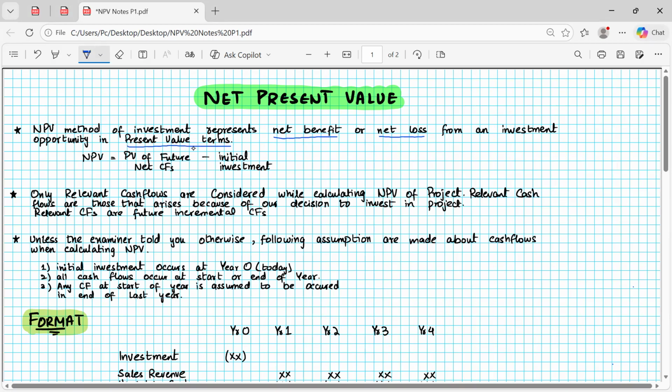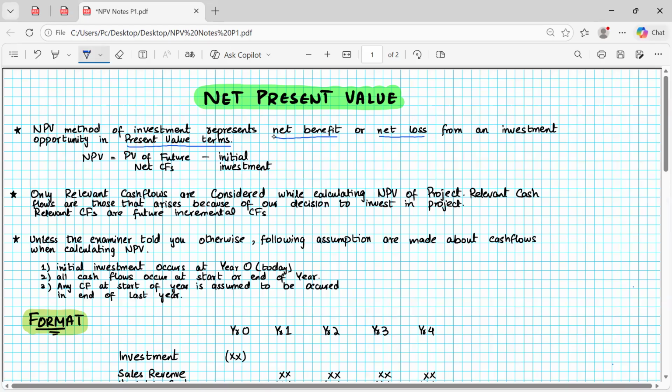So NPV tells you how much net benefit or net loss you are getting from investing in a certain project in present value terms. Present value terms means today's terms. Like, let's say for example, if I invest $10,000 today and I am going to get $5,000 for 3 years, for example.